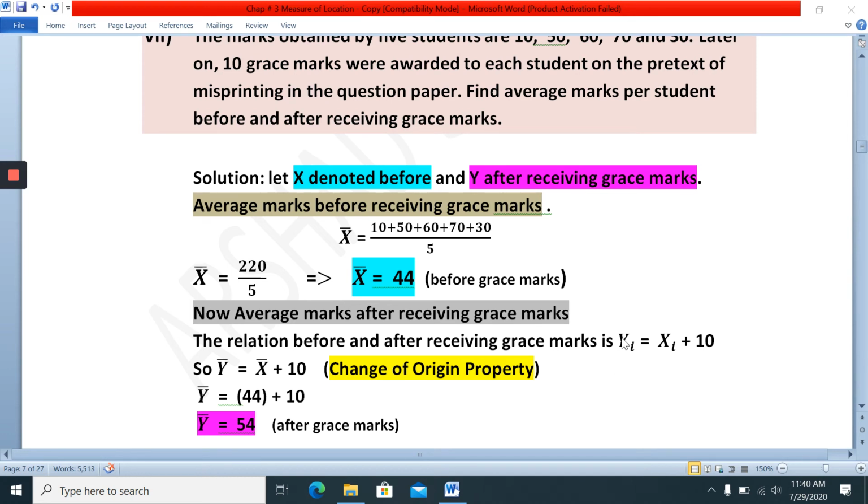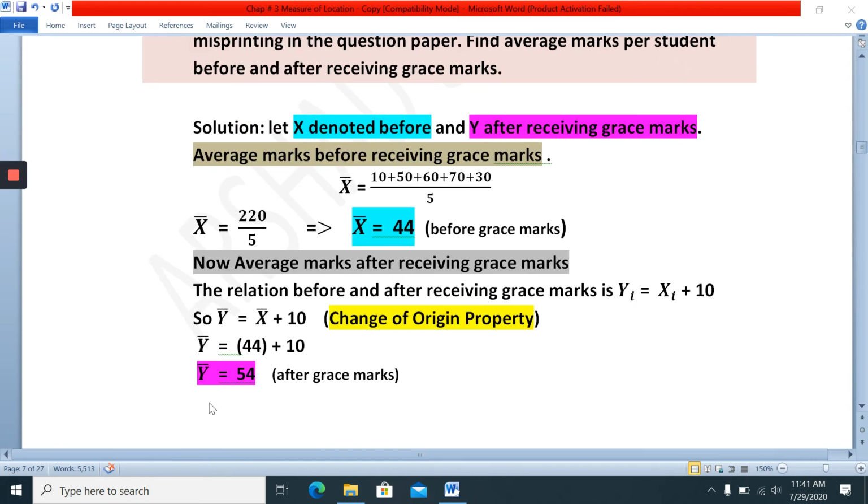So how to get y bar? Y bar is equal to x bar plus 10, according to the property. What is x bar? X bar is 44, the previous mark, plus 10. So the new mean y bar is equal to 54 after grace marks. The average of the students before grace marks is 44. After awarding the 10 marks, it becomes 54.